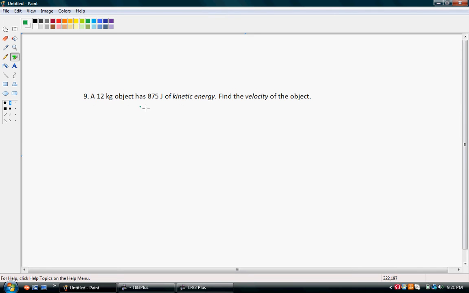A 12 kilogram object has 875 joules of kinetic energy. Find the velocity of the object. Okay, first of all, we know that this 12 kilograms is our mass, and this 875 joules are of kinetic energy, and we know that we want the velocity, which would be v, for this object.